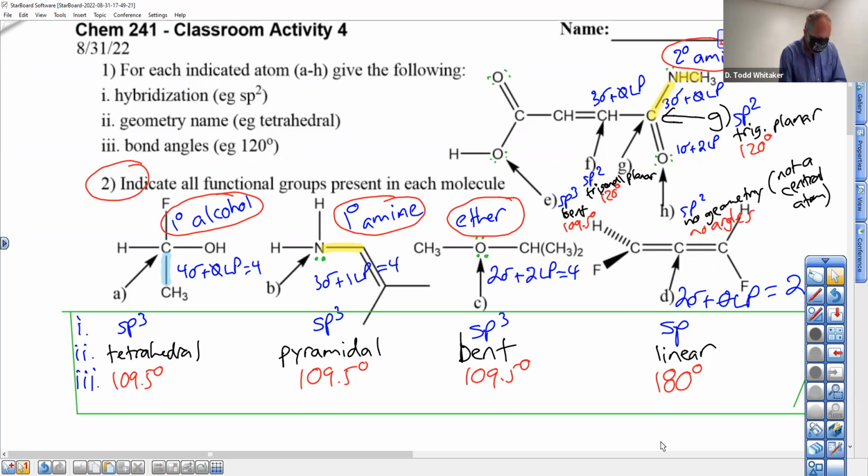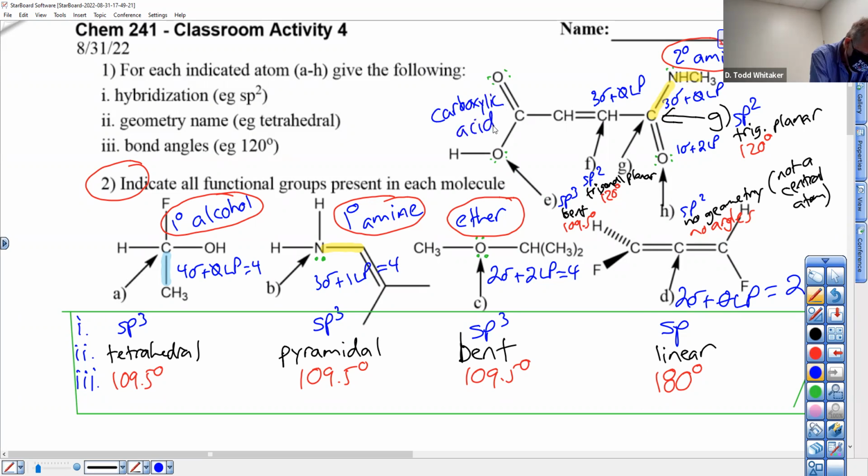The top one has a few functional groups. Carboxylic acid here. Looks like an alcohol because it has an OH on a carbon, but the carbon is a carbonyl. That's a C with a double bond to O. You'll be reading about this. So there's another functional group with a carbonyl. Carboxylic acid, amide, they both have carbonyl. And I think I got all the functional groups on this page.